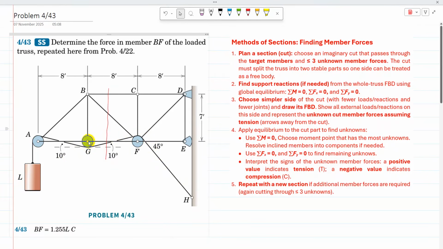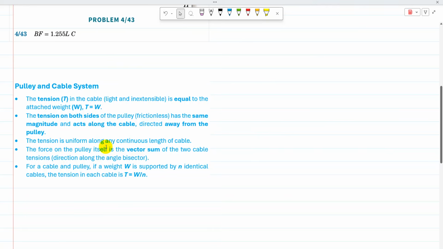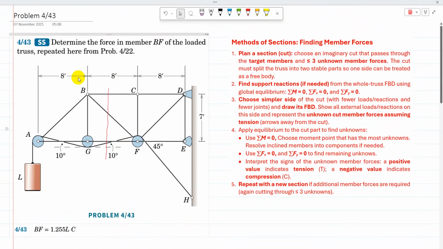So at joint G, if the pulley is being considered, the tension is the same, equal to L. And then at joint F on the pulley, the tension is the same on both sides. At the section, the three member forces are unknown, and the tension in the cable on the cut section is equal to L. So these facts about the pulley and cable system are used to solve this problem.